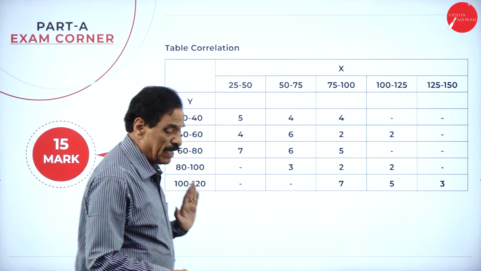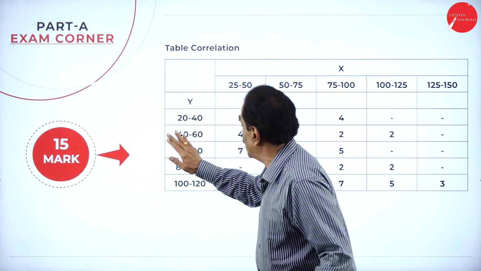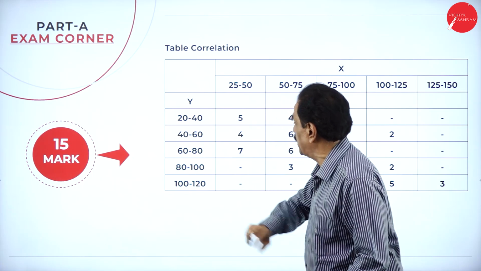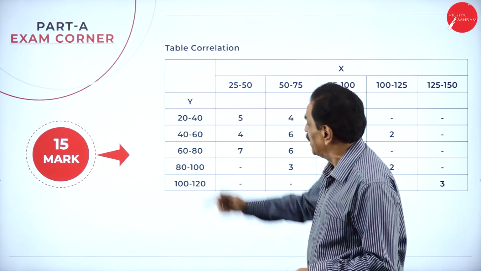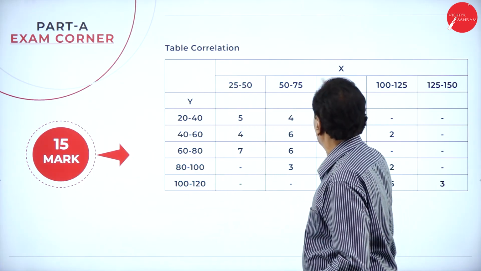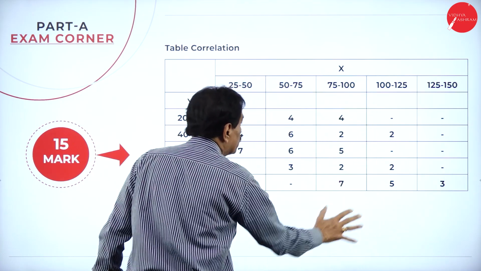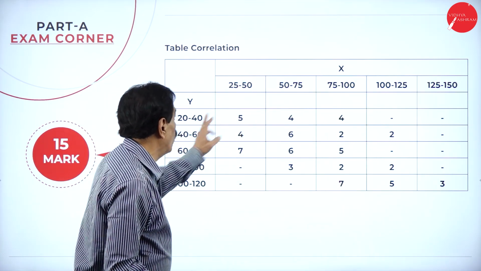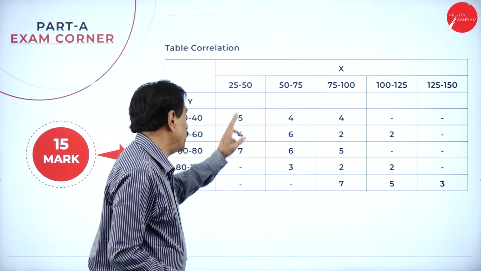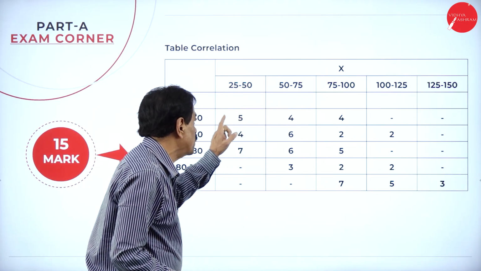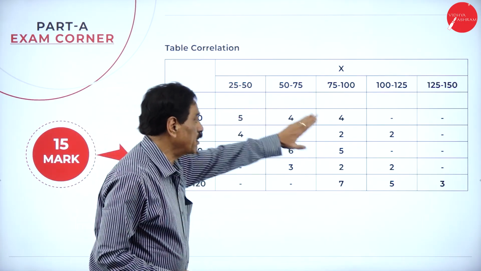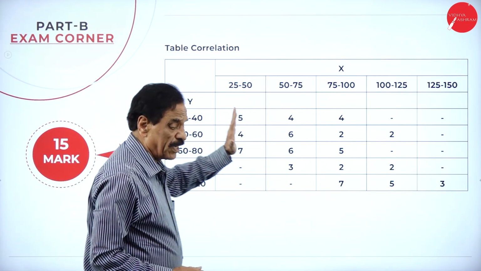This is a table they have given, 20 to 40. 20 is called the lower limit, 40 is called the upper limit. This is for the Y series. This is for the X series. Frequency remains the same, so 5 is for both. For 20 to 40, 25, 30, the common frequency is 5. So these are the frequency common for both.